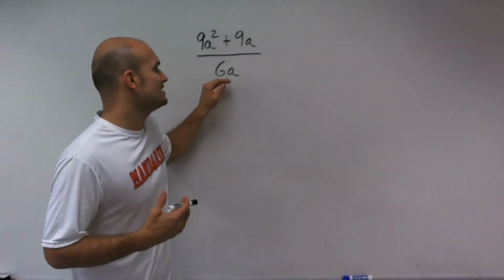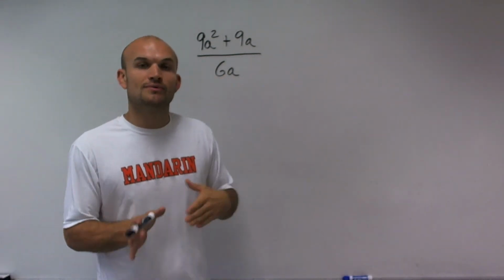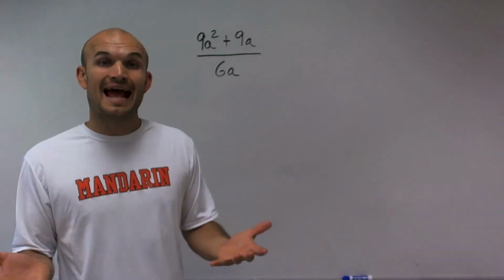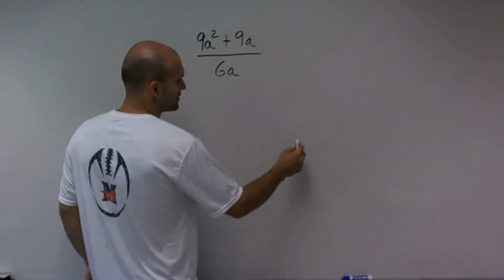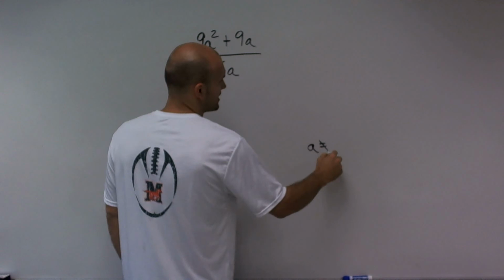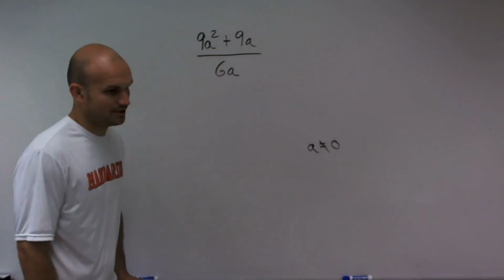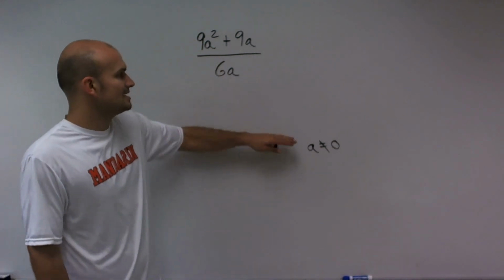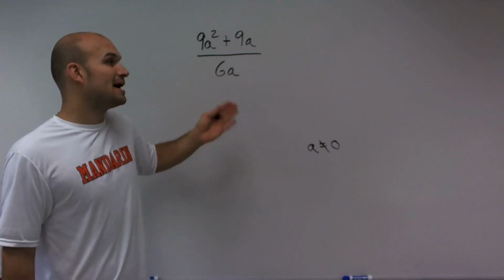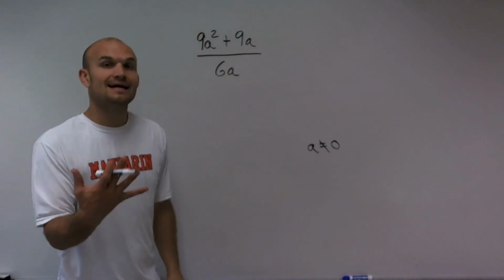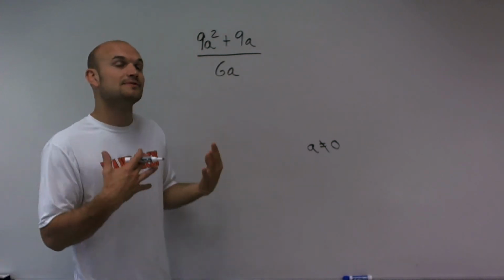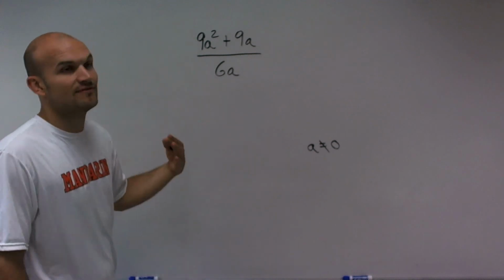So how can 6a become 0? Well, the only way that 6a is going to become 0 is if a equals 0. So I'm going to write down in my answer that a cannot equal 0, because if a equals 0, then I'd have 0 in the bottom. But I need to make sure now that I'm going to use my simplified version. So now I need to simplify that.